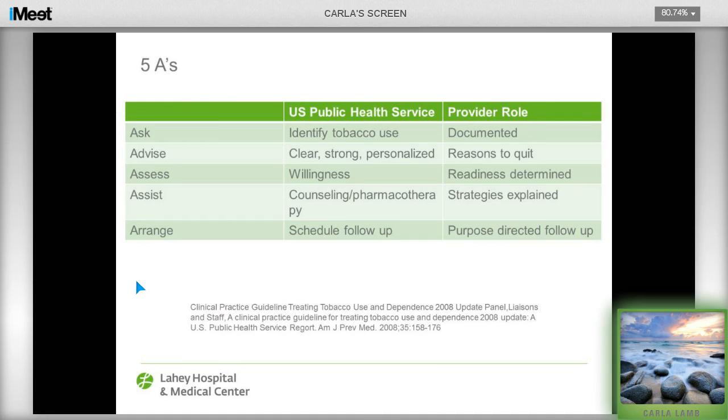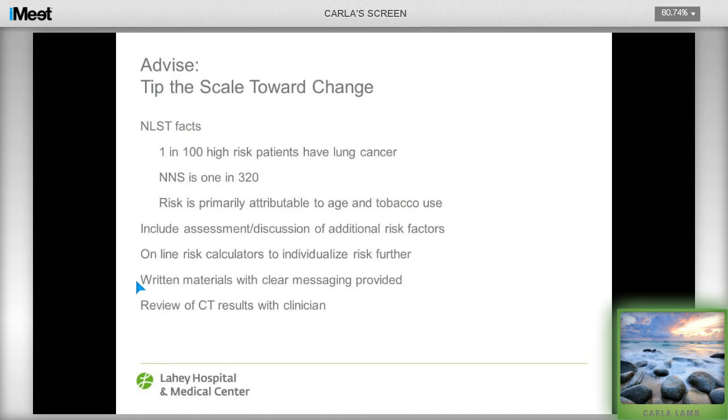And these are the 5 A's offered by the USPSTF task force about how we go about counseling, and having a very intentional strategy does make a difference, so specifically the 5 A's.